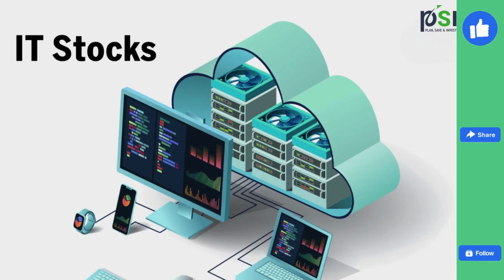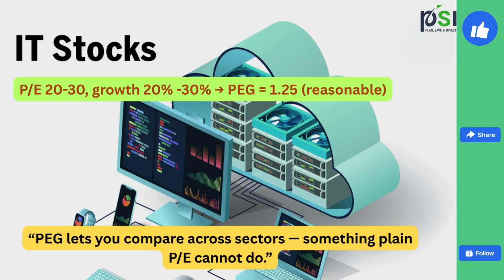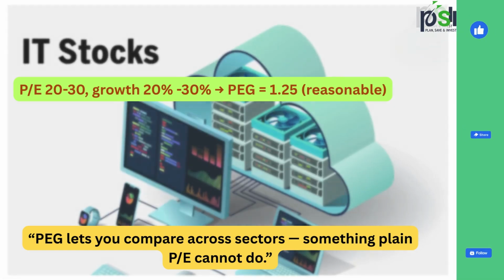On the other side, if you look at IT stocks, where PE will be ranging between 20 to 30 and growth rate will be somewhere from 20 to 30%, the PEG will be 1.25, which looks reasonable even though it is greater than 1. So you always have to compare it with the sector or industry average. PEG lets you compare across sectors, something plain PE cannot do.